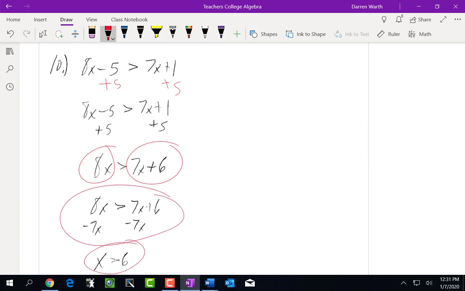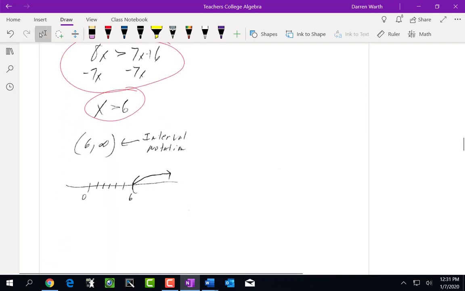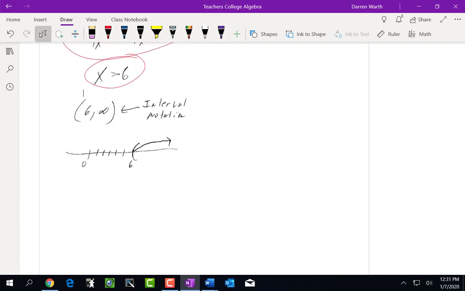So now to graph this, I'm just going to go ahead and graph it on the number line. So notice I go to the number 6 right here. So here's 0, and I go over here to 6. Put a little 6 there, and remember to use your new notation. So in this case right here, we're going to use a parenthesis because this is greater than. So using a parenthesis, and it says x greater than 6, so the arrow goes that way. And then remember, in interval notation, parenthesis means it's not equal to, so 6 comma infinity would be your interval notation answer.